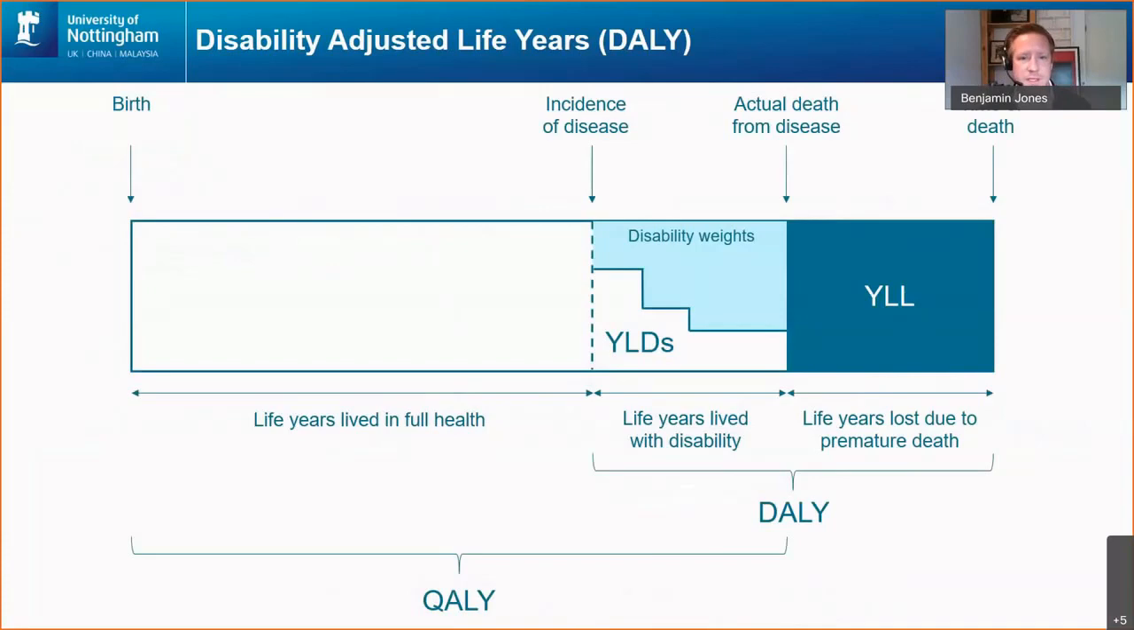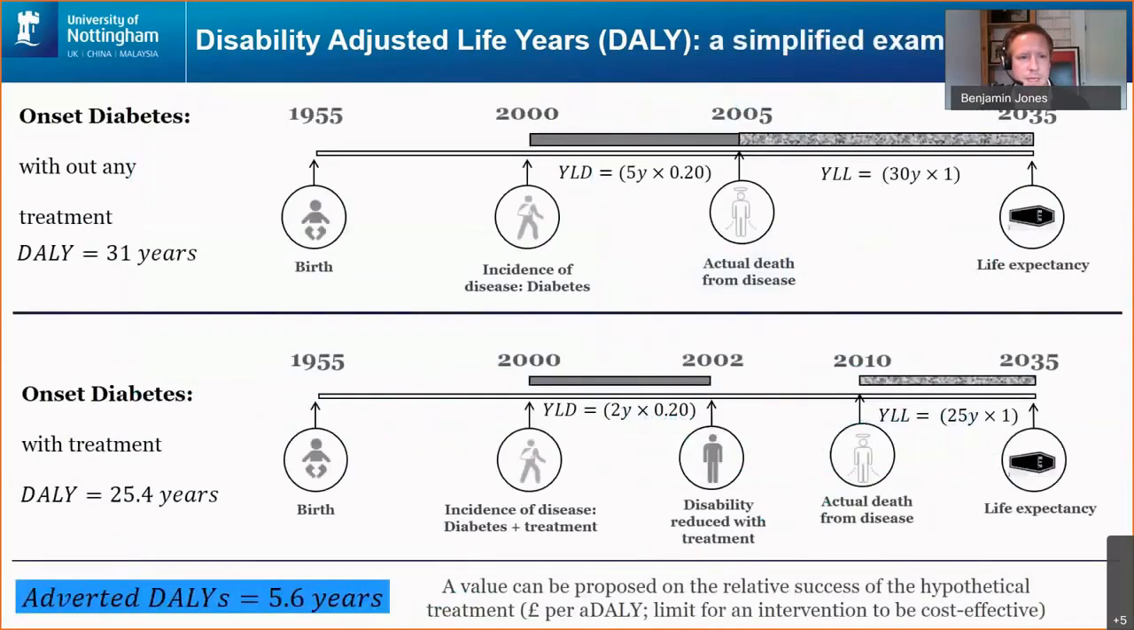So it accounts for the years of life lived with a disability and the life years lost to premature death, whereas the QALY does not consider the life years lost due to premature death. So we've got a quick economic example here. This is for some condition. We've used the weighting for onset diabetes, but I wouldn't read too much into that. So for somebody born, say, in 1955, after 45 years, they develop type 2 diabetes, and without treatment, they live with that for 5 years and eventually die 30 years earlier than they might expect.